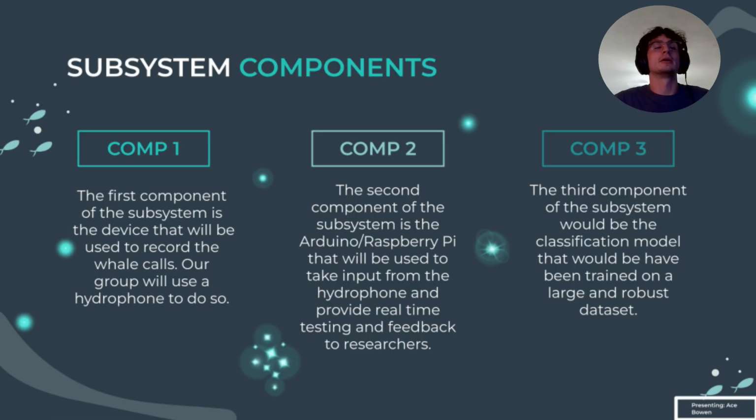The final part is the subsystem components. The first component of the subsystem is the hydrophone, which would be, of course, the data acquisition step, and that would then feed into what we are going to use, either an Arduino or a Raspberry Pi, which would take the input from the hydrophone and allow the machine learning or some of the pre-processing steps, and then allow for the researchers to actually get real-time feedback on the processing of what is going on with the data.